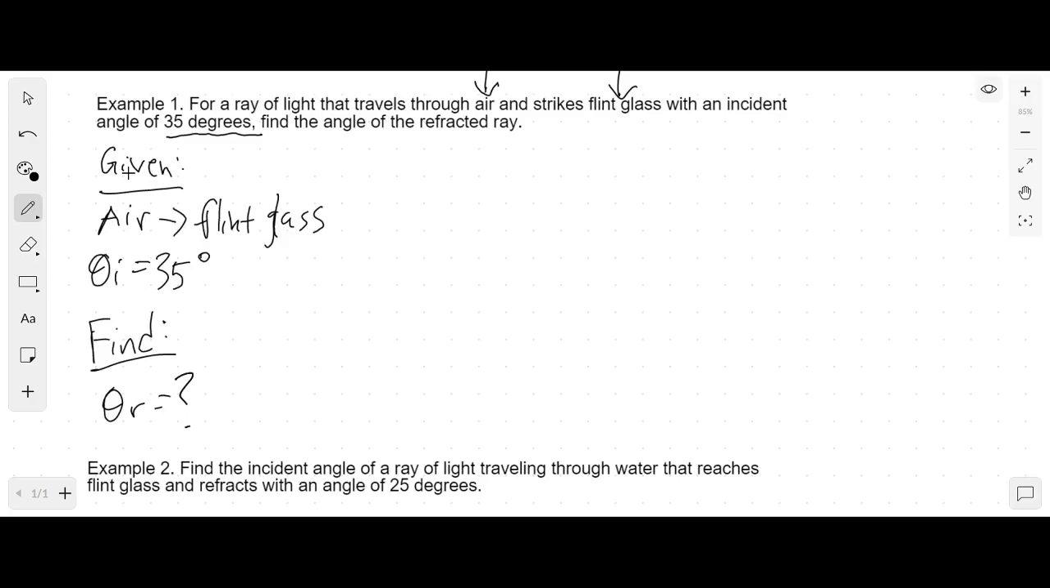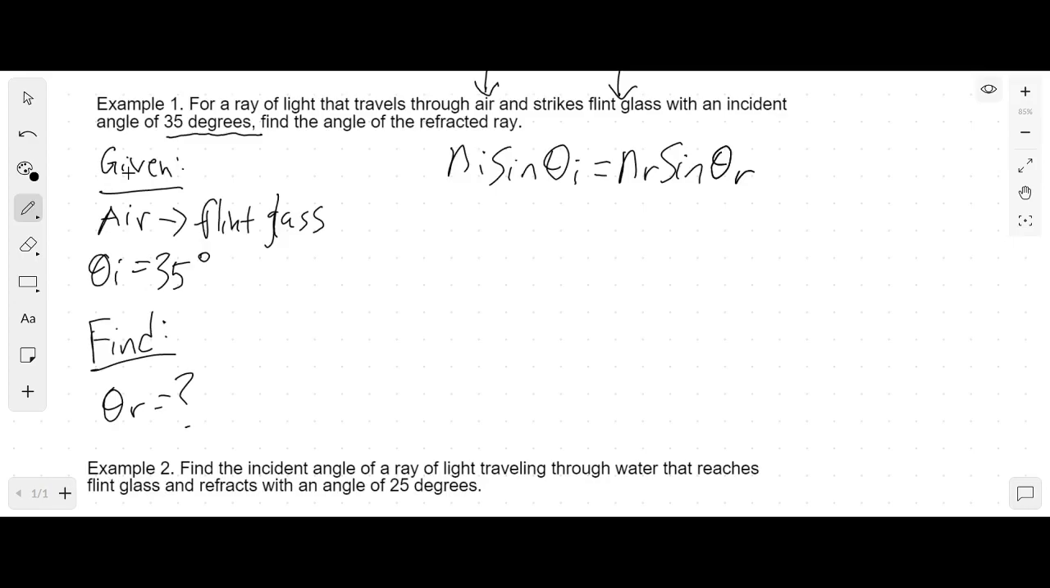We need to choose a relationship that relates all of our pieces of information with what we need to find. And obviously it's no coincidence that Snell's law fits perfectly. So I'm just going to write Snell's law right here: Ni sine theta i equals Nr times sine theta r. Now what we're going to do is fill in all the pieces of information and then solve for theta r. From here on out it's just algebra, but I'll walk you through it.